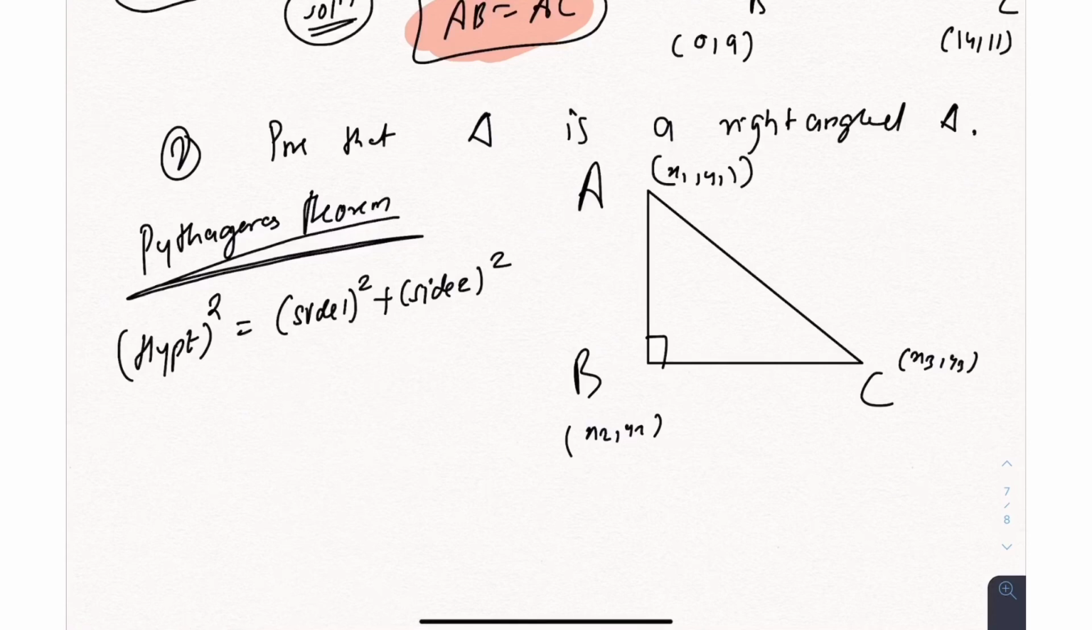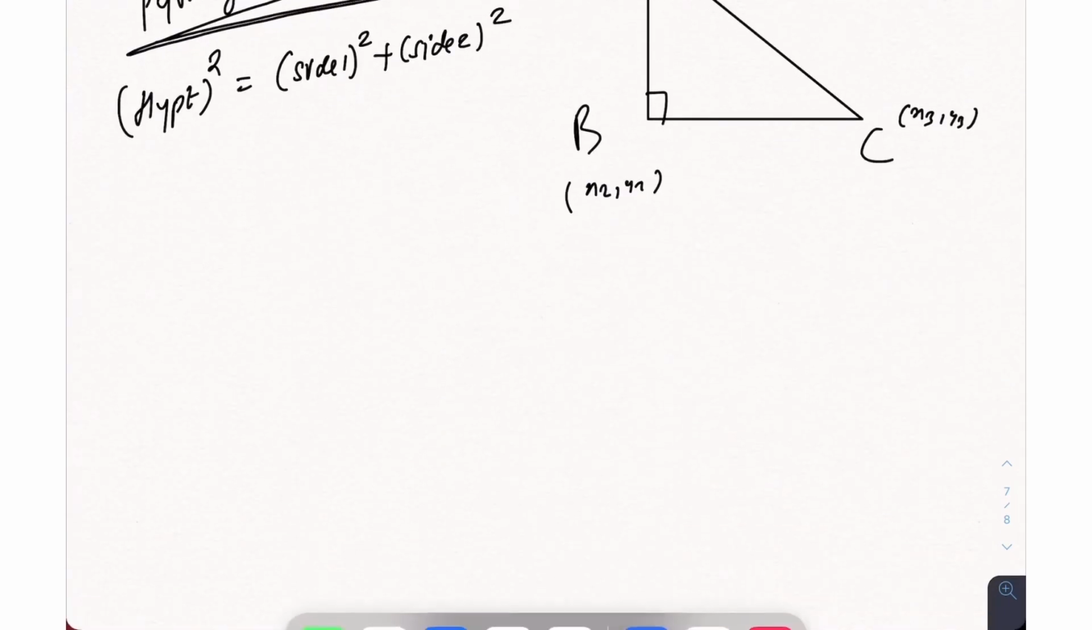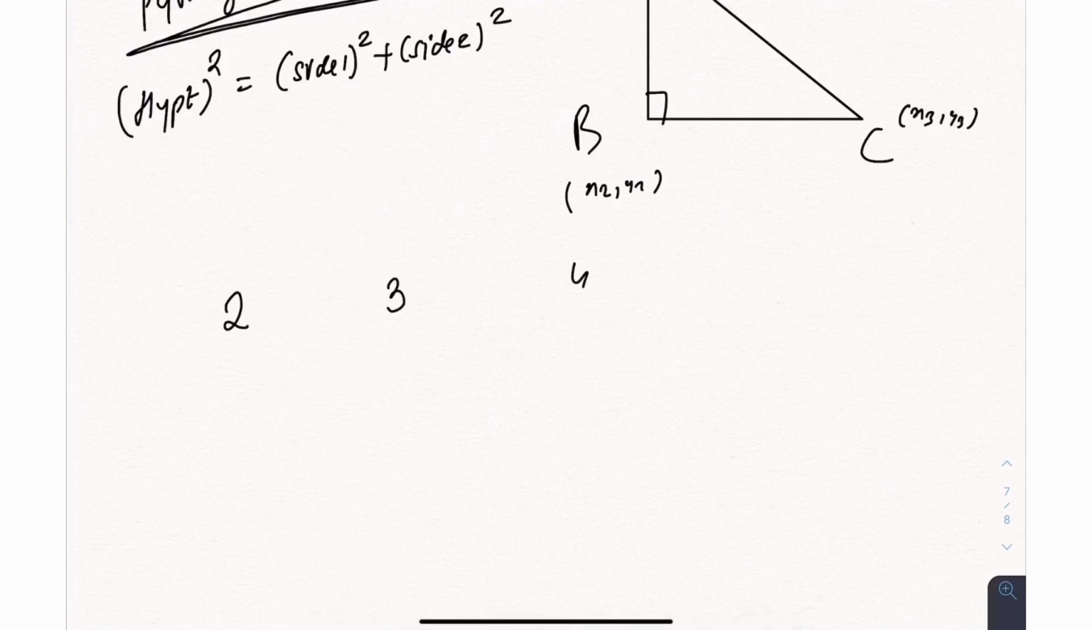Obviously, the coordinates of A, B, and C will be given to you. So we have to find the length of each side first, and then the next step is to square them. For example, suppose one side we got as 2, another side as 3, and the third side as 4. Suppose this is the length of AB, this is the length of AC, and this is the length of BC.